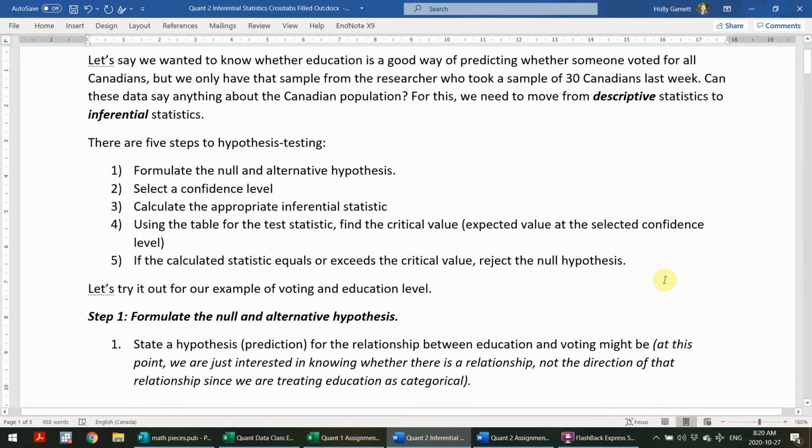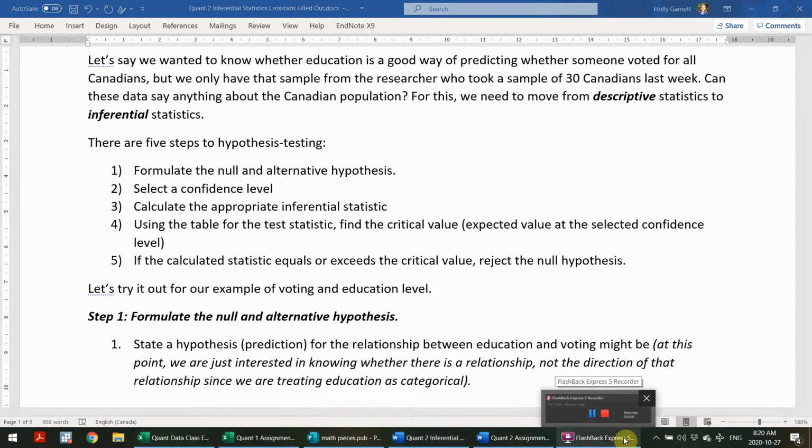So here's the 5 steps. We're going to go through all 5 steps. 1, we formulate the null and alternative hypotheses. 2, we select a confidence level. 3, we calculate the appropriate inferential statistic. 4, we use a table for the test statistic to find a critical value. And 5, if the calculated statistic equals or exceeds the critical value, then we reject the null hypothesis.